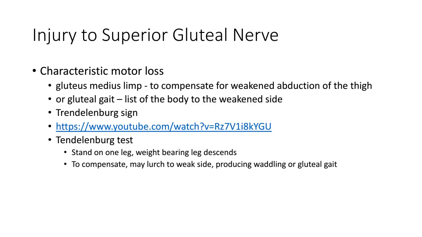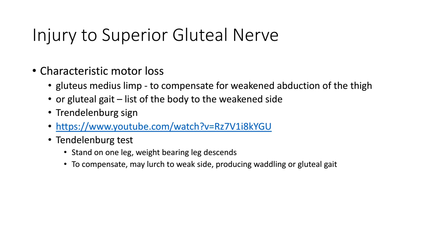An injury to the superior gluteal nerve will show a characteristic motor loss. And this motor loss appears as a gluteus medius limp. And it is to compensate for the weakened abduction of the thigh. Or sometimes it's called the gluteal gait, which is where a person gets a list of the body to the weakened side. This is also known as the Trendelenburg sign.